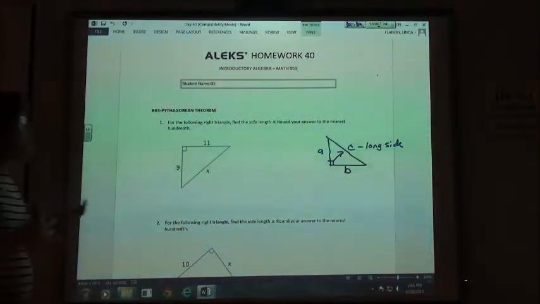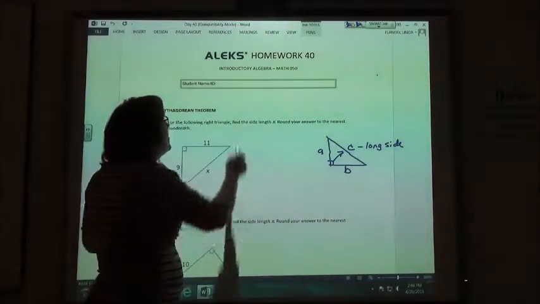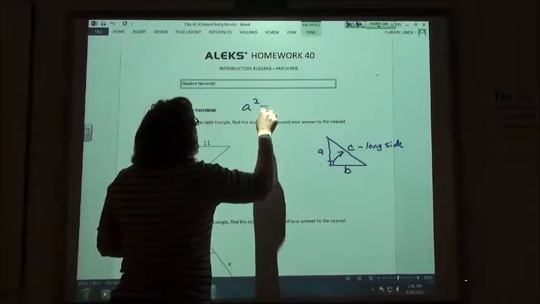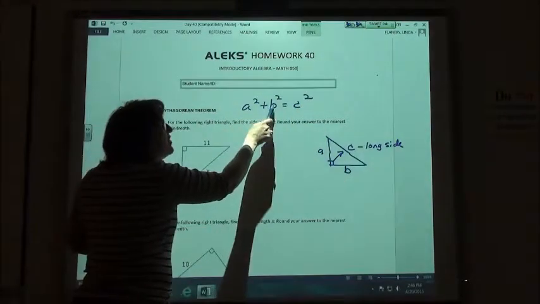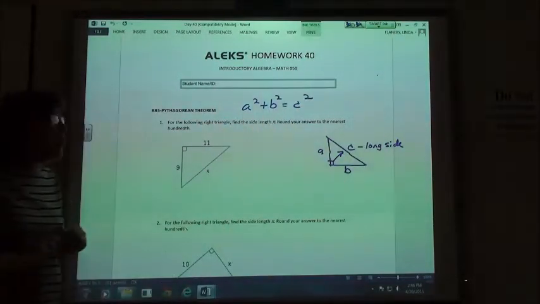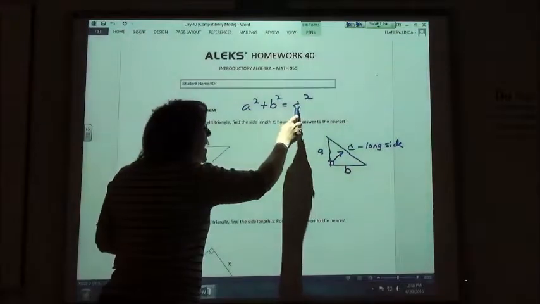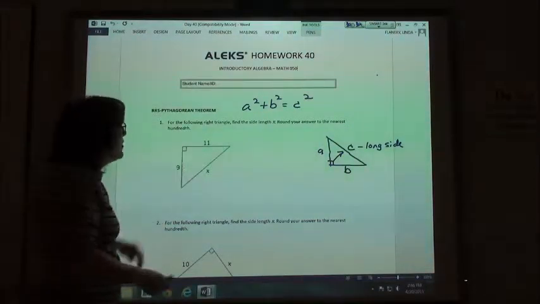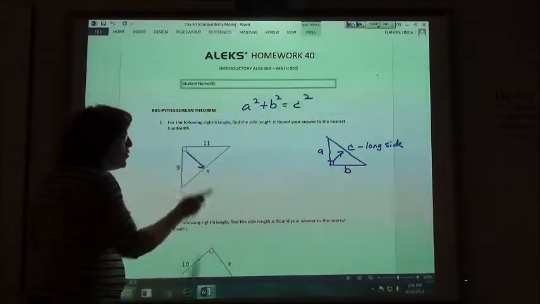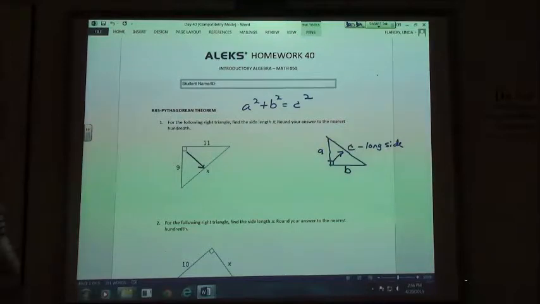So Pythagoras came up with the Pythagorean theorem that says if you do a squared plus b squared, it's equal to c squared. The sum of the legs, the two short sides squared, is equal to the hypotenuse squared, the longest side squared. So on this problem, you want to make sure you pick out which one is the hypotenuse, because that's the one that's going to be by itself after the equal sign.